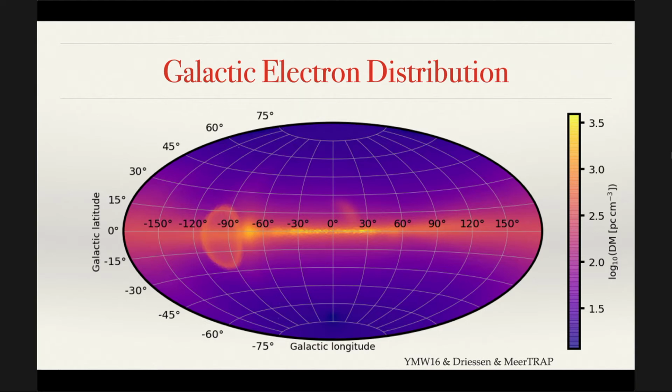But we can't predict accurately what the dispersion measure will be in advance. Although we do have a model for what we think the electron distribution looks like in the galaxy, the model is not perfect. And so we need to search over a wide range of values for this dispersion measure.